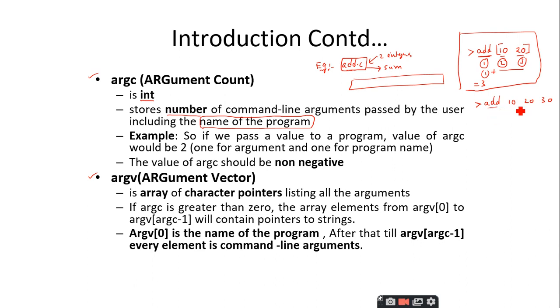Every parameter or every argument should be separated with a white space. So, in total, at this particular instance I have 4 parameters or 4 arguments given in the command line. Therefore, the argument count value will be equal to 4. This is very important. You should always consider the name of the program as one extra argument that you are passing to the command line.